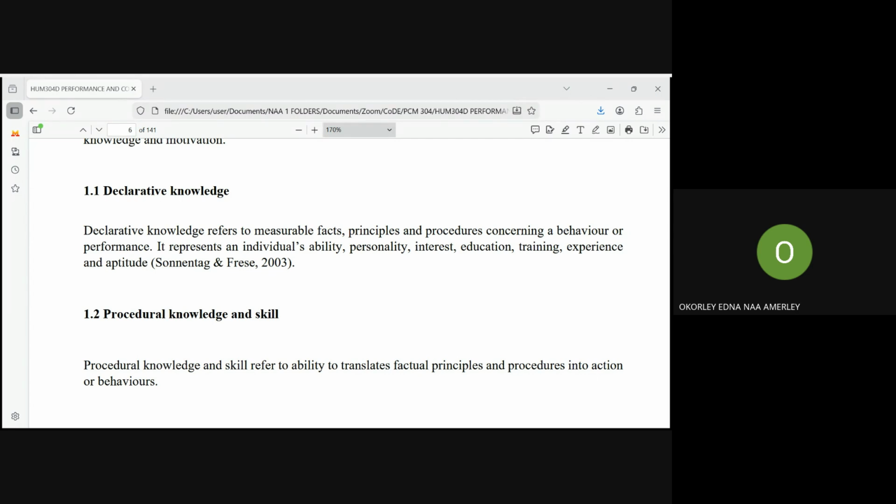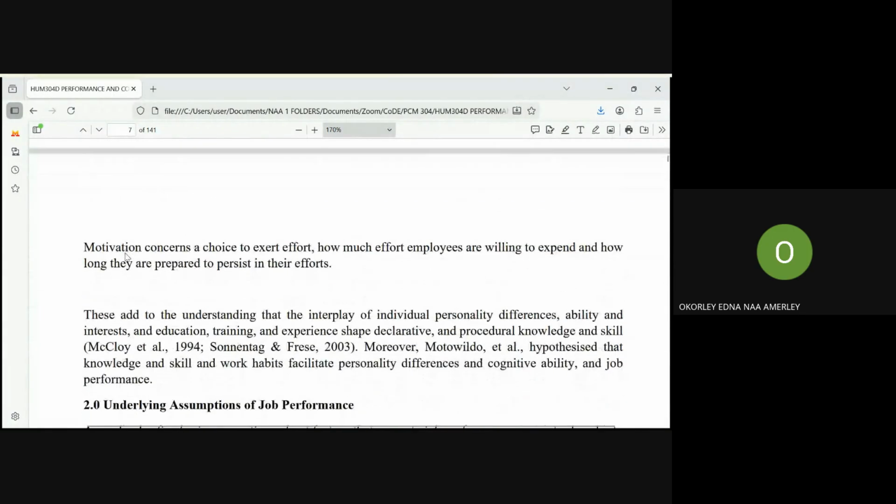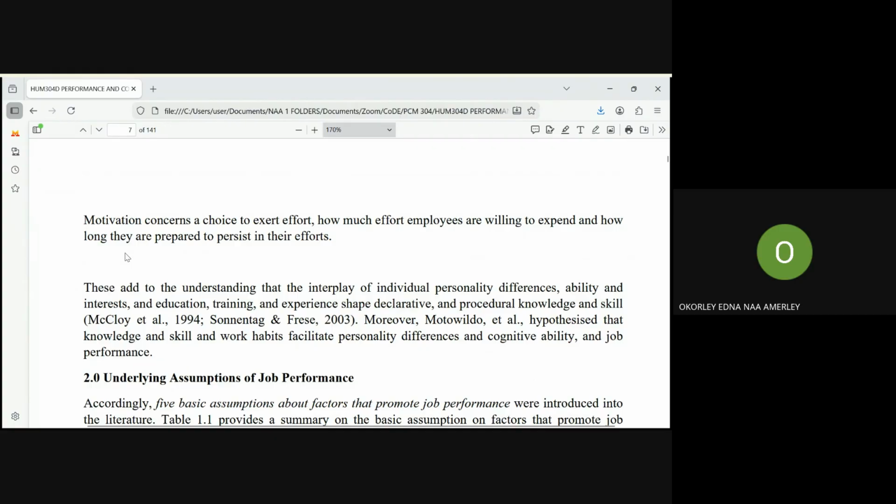Okay, so let's move to the next, which is motivation. With motivation, we are saying that it concerns a choice to use your efforts. How much effort you as an individual or an employee are willing to use, and how long you are prepared to continue to use this effort.